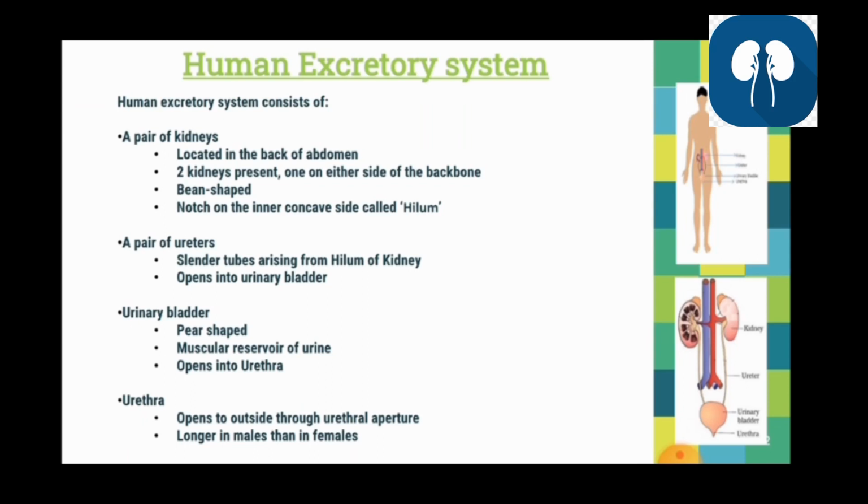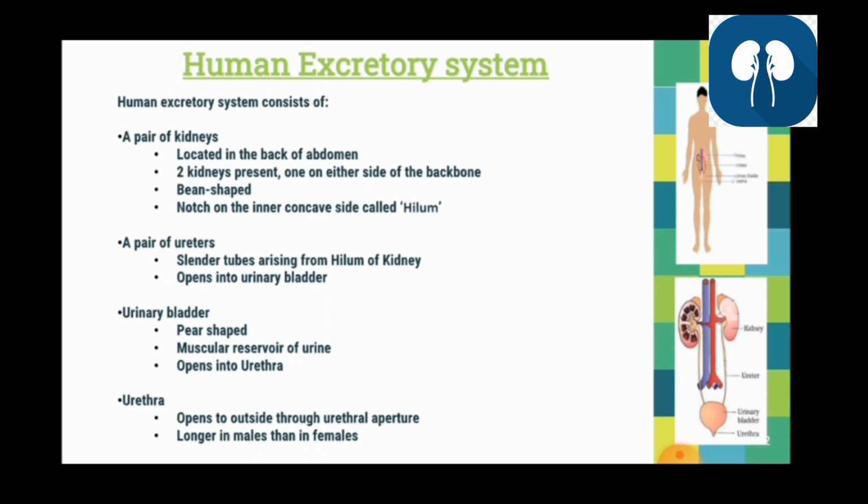Each kidney of an adult human measures 10 to 12 cm in length, 5 to 7 cm in width, 2 to 3 cm in thickness, with an average weight of 120 to 170 grams. Children, towards the center of the inner concave surface of the kidney is a notch, and that notch is termed the hilum.